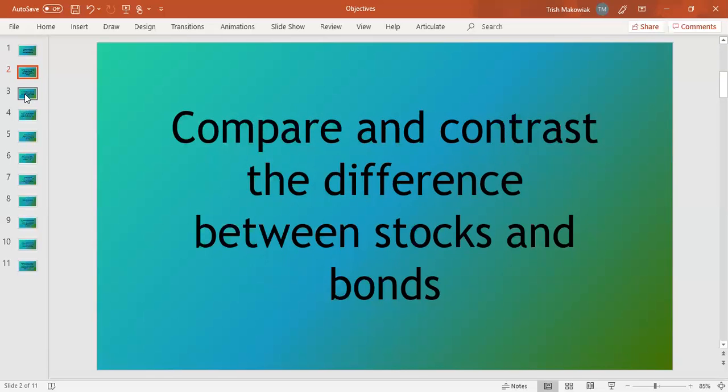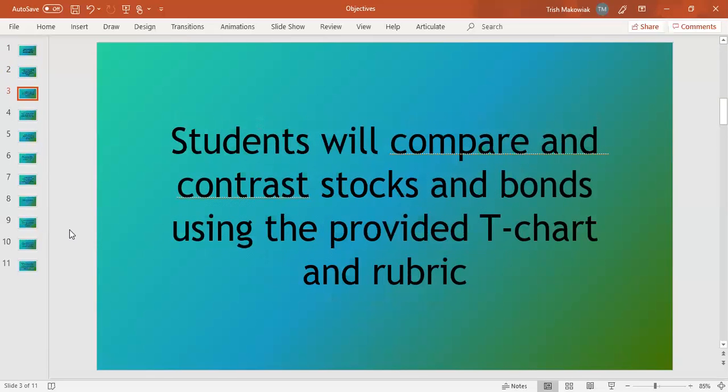No? Okay. And how about this? Tightening it up a bit. Students will compare and contrast stocks and bonds using the provided T-chart and rubric.